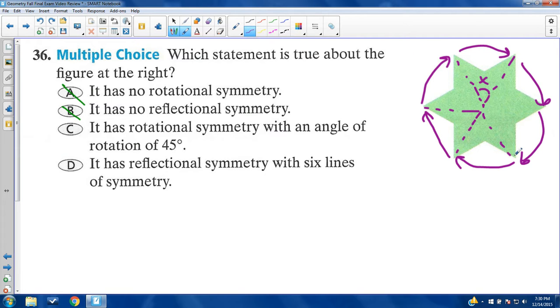you have to assume this is a regular 6-sided, 6-pointed star. So if there are 6 of them, and all these angles together add up to 360 degrees, that's a full circle, then each one is 60. Which means this has a rotational symmetry at 60 degrees, or an angle of rotation of 60 degrees. So C is out because that's 45, so it must be this one. Let's check and see if it does have 6 lines of symmetry, really.